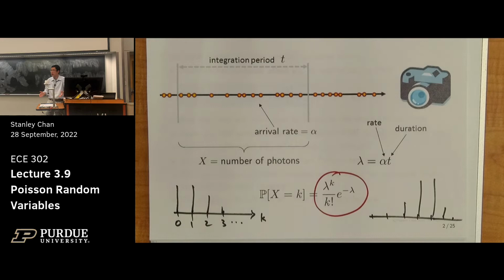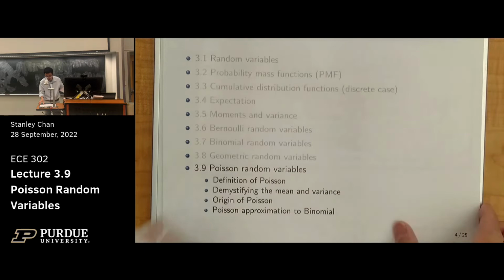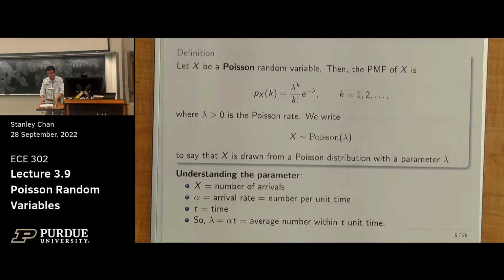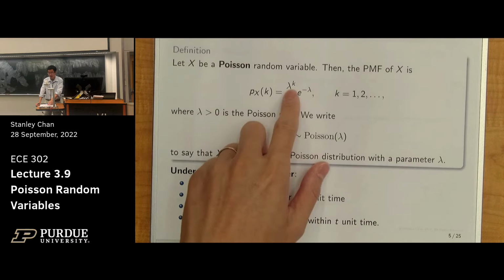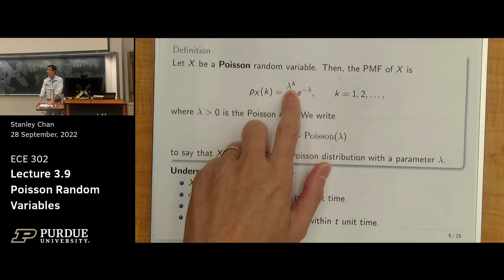All right, so let's go ahead and talk about a couple of things about this Poisson random variable. If x is a Poisson random variable, then the PMF is given by this formula, as I showed you before. You have one parameter, lambda. Unlike the binomial random variable where you have two parameters, here you only have one parameter, which is lambda. Lambda defines the average count. And underneath this lambda, you remember there's an alpha and a t. Alpha defines the rate, and t defines the integration time.